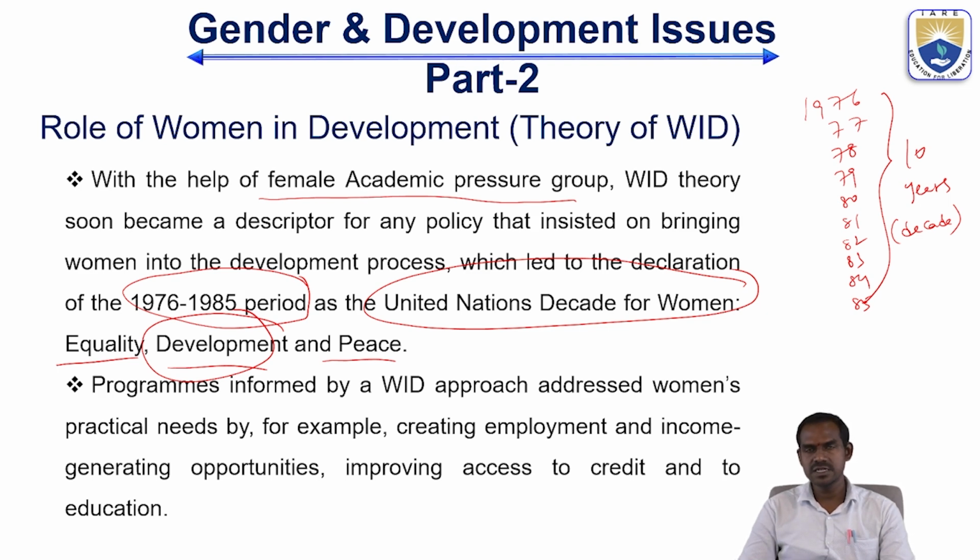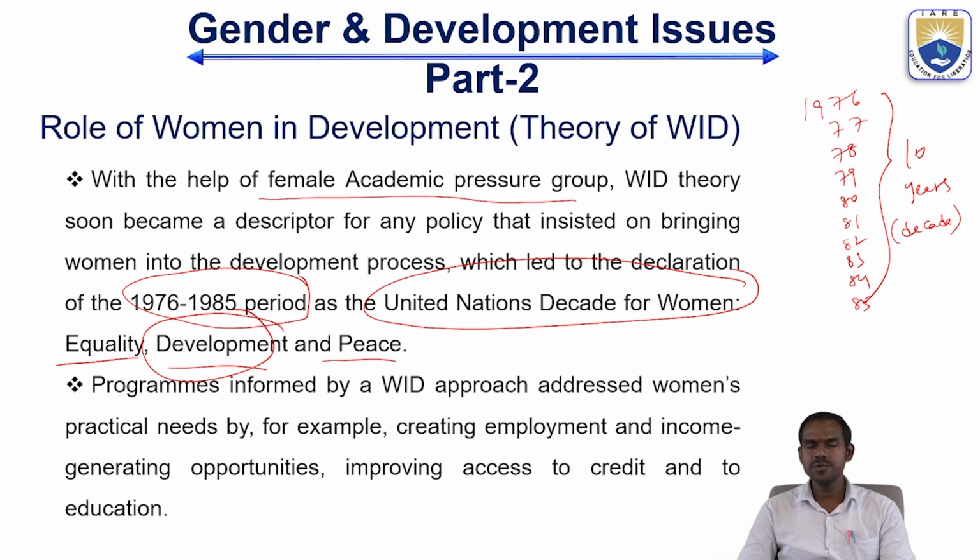In gender, men and women are there: masculine or feminine. Masculine corresponds to men or boys. Feminine corresponds to females or girls. So feminine, female, girl. So especially the woman plays a role in development, with this kind of WID approach, by creating employment and income generating opportunities and improving access to credit and to education.